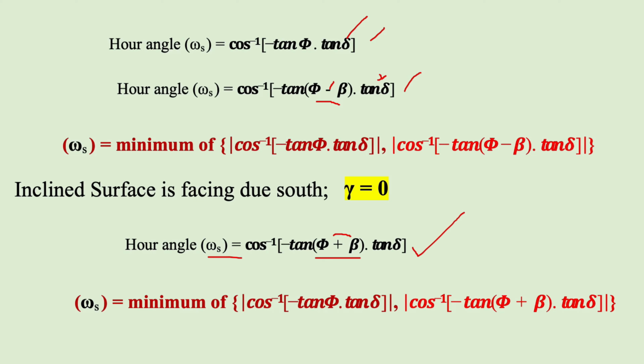And hence we have to calculate both these values, and if we are getting different values for the R angle, then we have to take the minimum of it. Means whatever the lesser value we are getting, either from this equation or from this equation, we have to consider the minimum value. Till now we learned how to calculate the R angle theoretically.